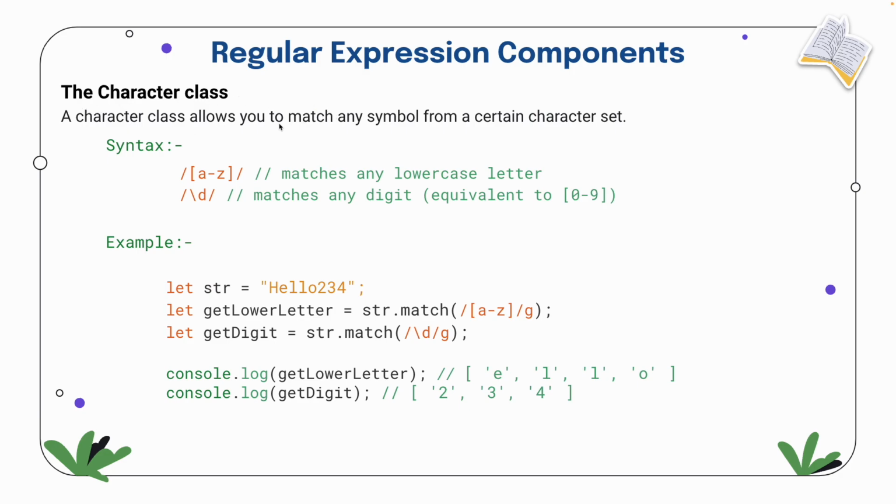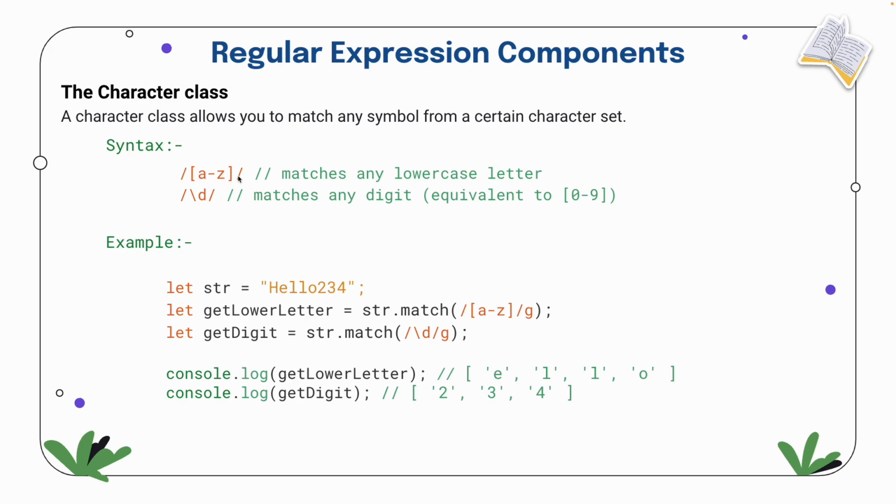A character class is a symbol for a set of characters which matches the string. First we write the slashes, which you already know is a regular expression. Now open bracket a hyphen z close bracket. This denotes match any lowercase letter from a to z.